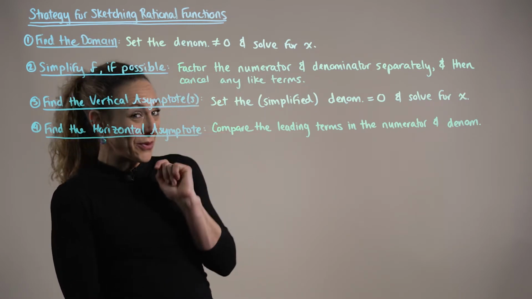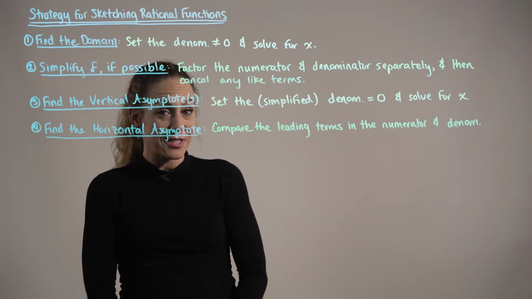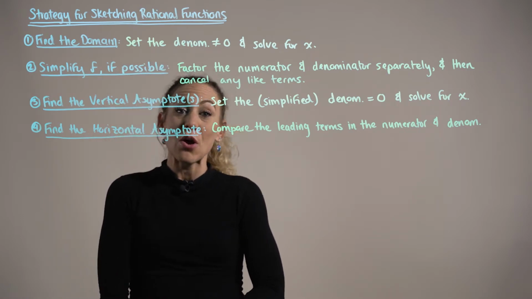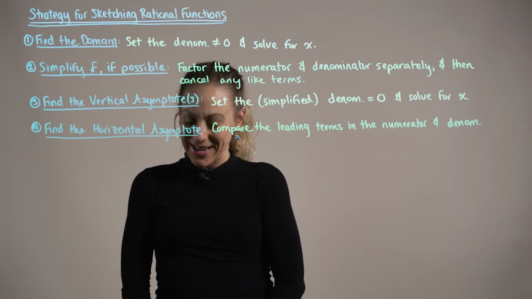Now keep in mind that the graph of a rational function may have one horizontal asymptote or no horizontal asymptotes. And also a little note here on step 3 that a rational function can have one vertical asymptote, no vertical asymptotes, or many vertical asymptotes. So keep those distinctions in mind.